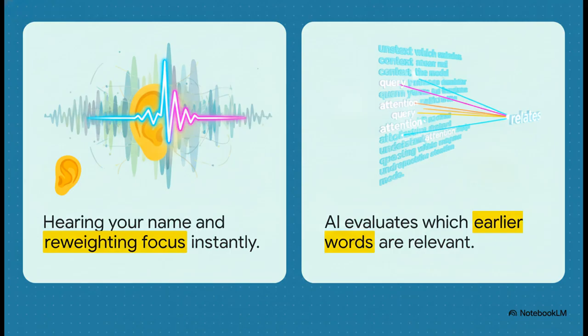Think about being at a crowded, really noisy party. There's music bumping, glasses clinking, a dozen conversations happening all around you. Then, suddenly, someone all the way across the room says your name. Boom! Your brain instantly reweights its focus, drowning out the background noise to tune right into that specific voice. That is your brain's selective attention at work. Well, transformers' self-attention is that exact same move, just applied to language.